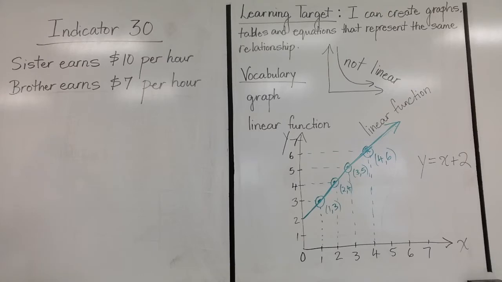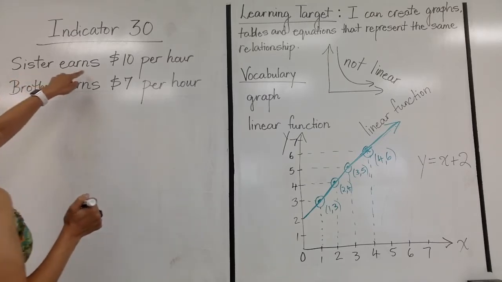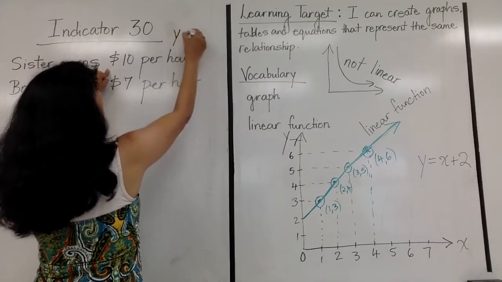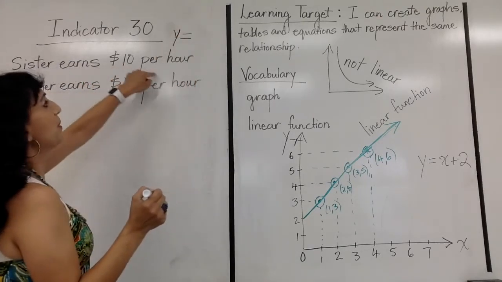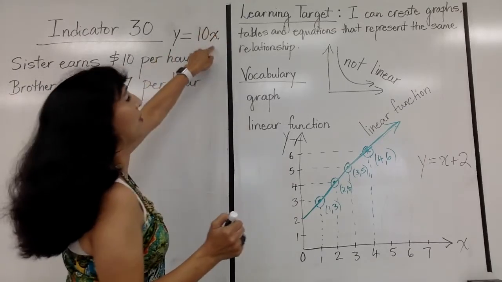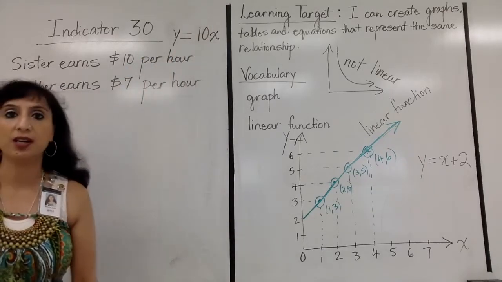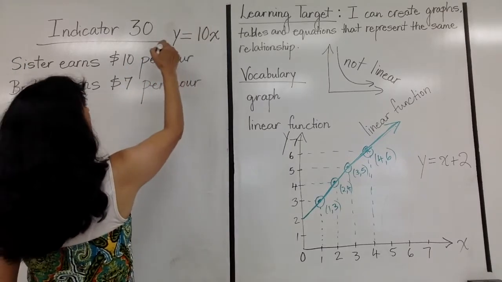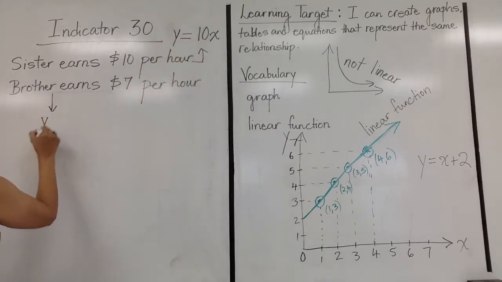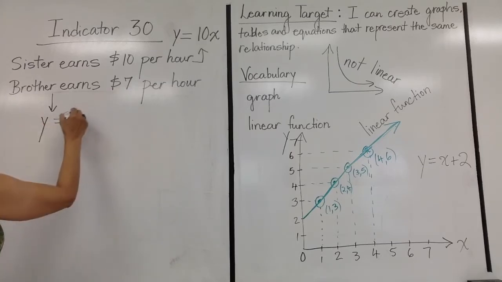Okay, so if you have something like this, please immediately first write out what your function rule is. For your sister, you know that the earning, just say y, which is the output, that is the earning, is equal to 10 times per hour. That means 10x. Because this depends on how many hours you work. Okay, so this is your sister's. Your brother's, same thing. Y is equal to $7 per hour, so 7x.